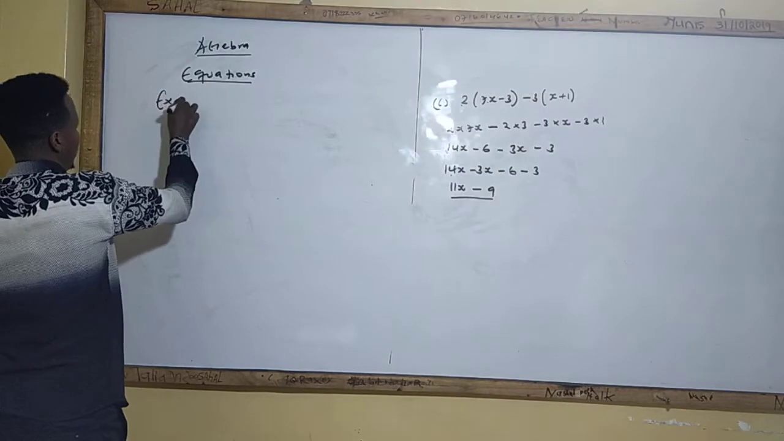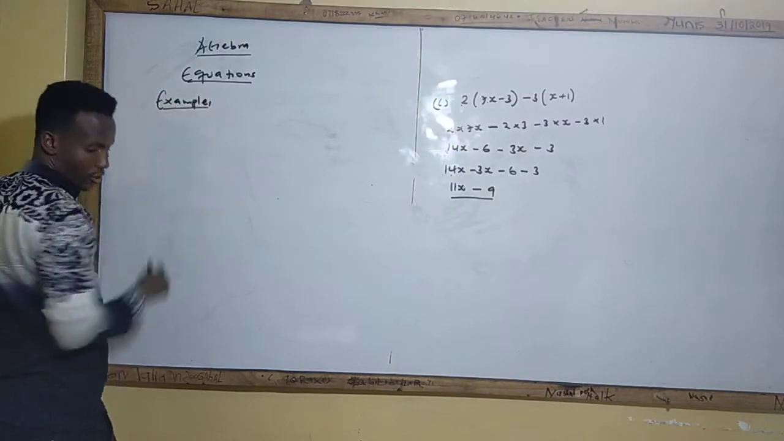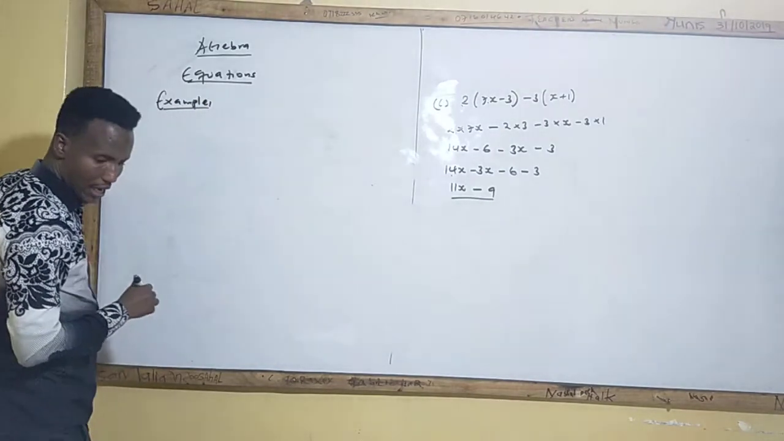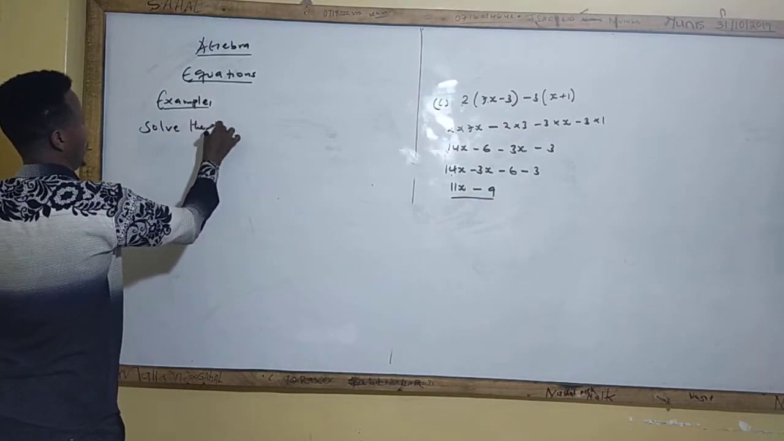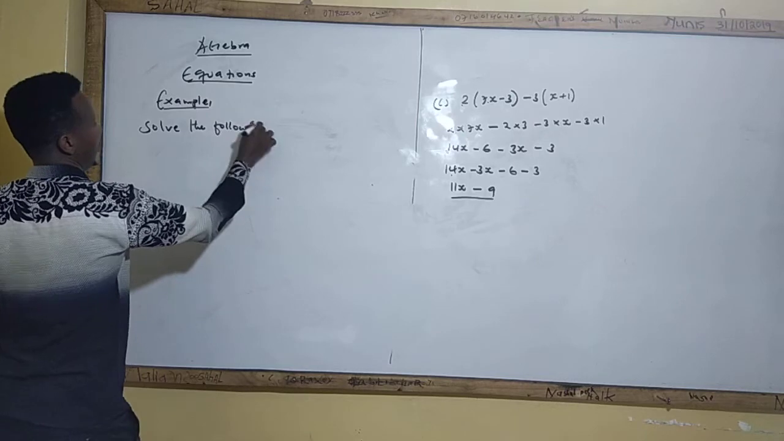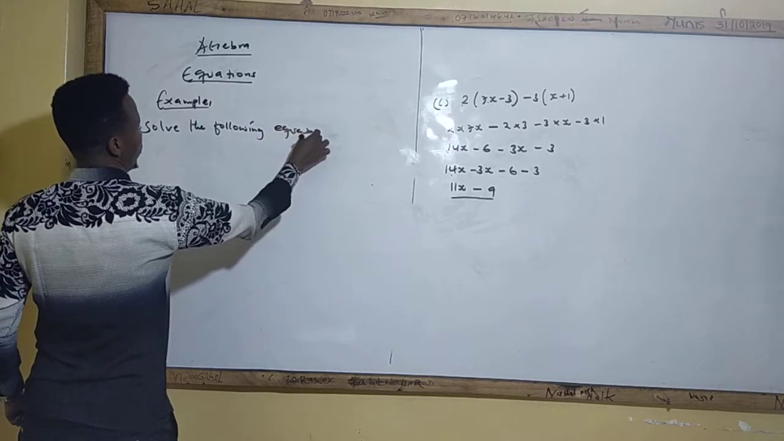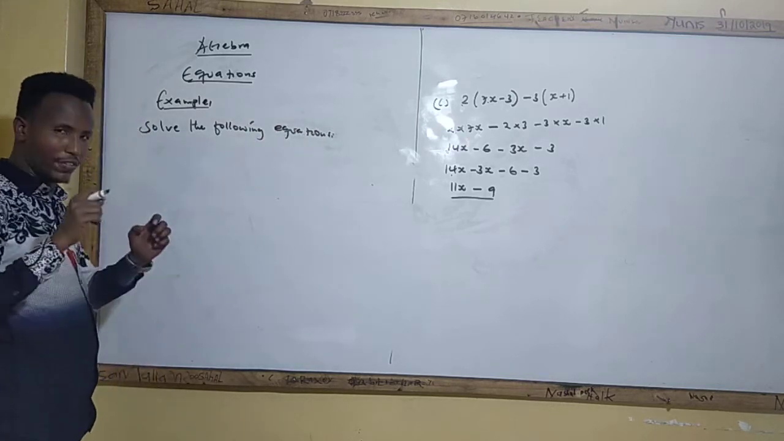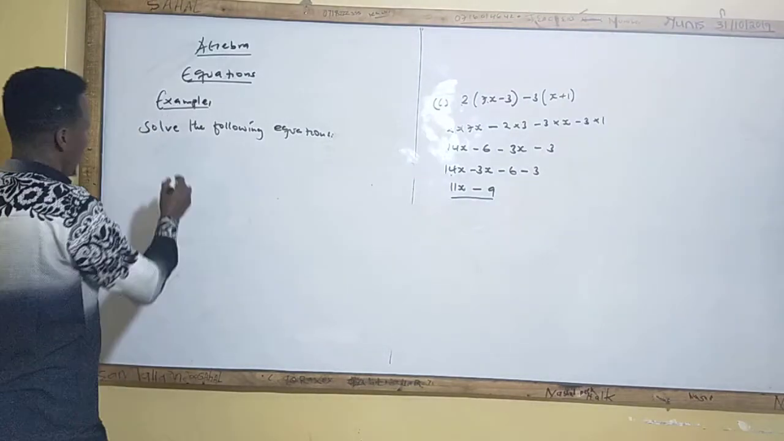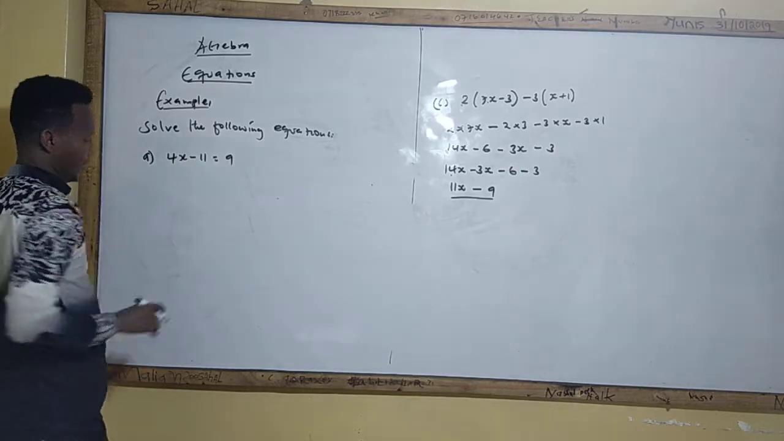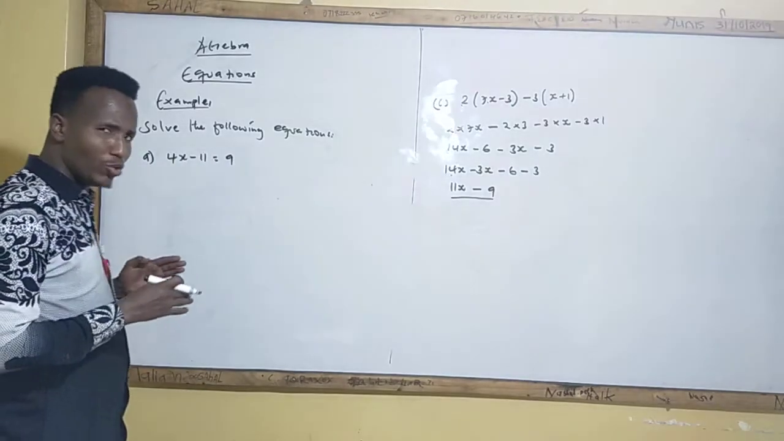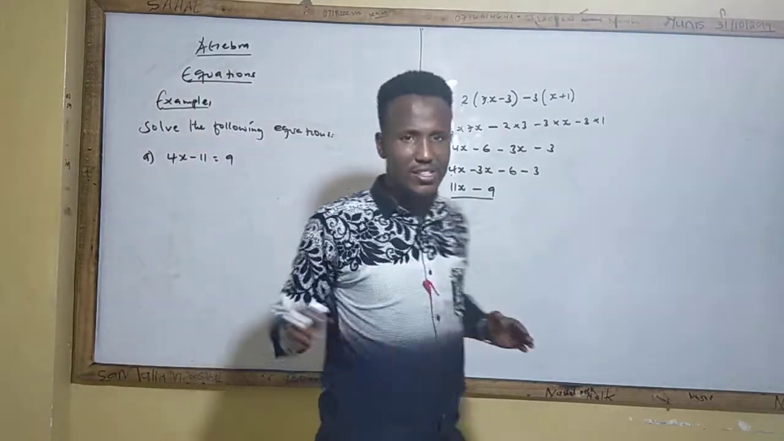You're told. Example one. Solve the following equations, okay? Then we want to get the value of a letter, don't forget that. We have 5x minus 11 is equal to 9. Now we need to get the value of x in this situation.